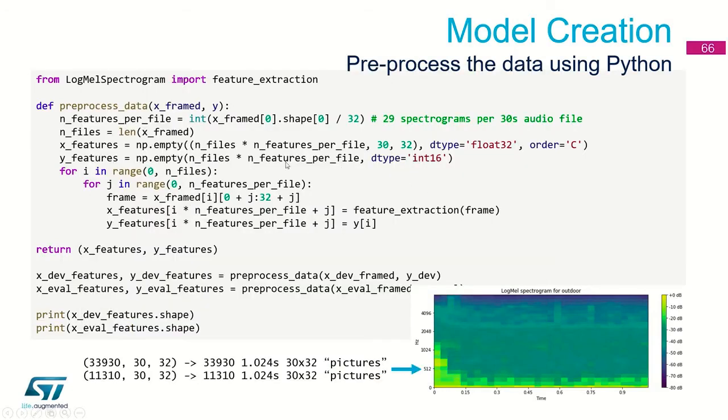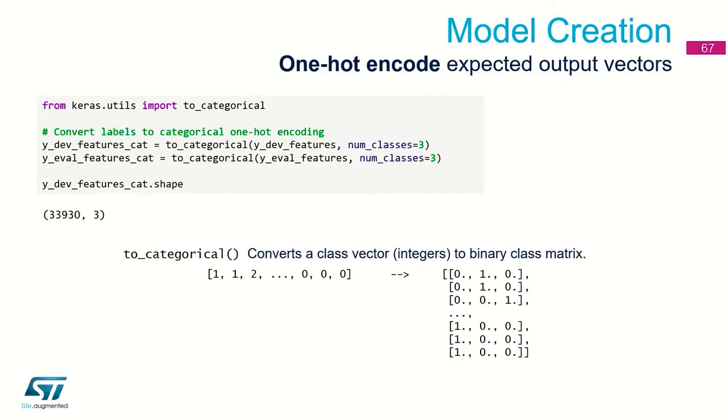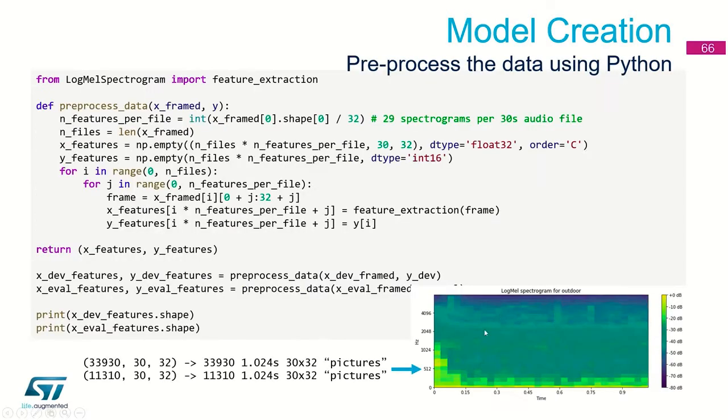And as the final result of this pre-processing code, we have almost 34k pictures of 32 by 32 pixel resolution. Okay, the next step after the preparation of the input of the learning data set is quite technical, because the picture is the input to our neural network. But we know what this picture represents. For example, this particular picture represents the outdoor audio scene. So this is our ground truth data.